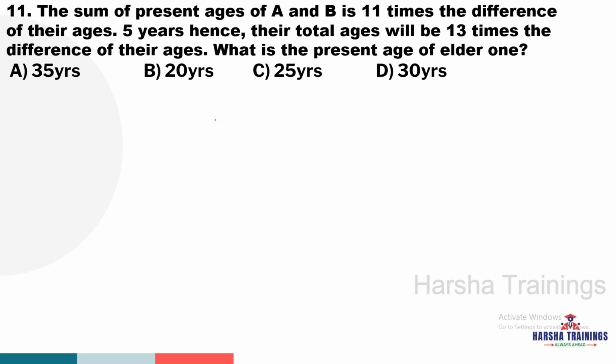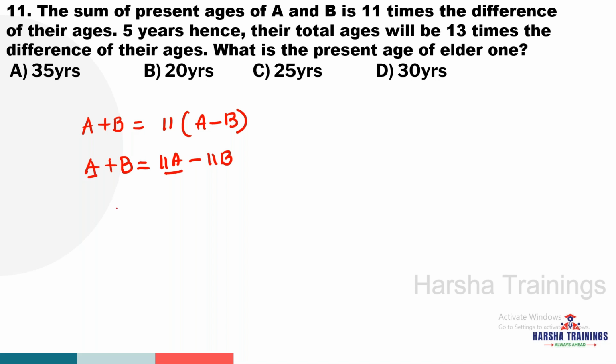Okay, so look at the screen, guys, here. I'm going to the basic method. Listen. The sum of present ages of A and B: sum means adding, right? So A plus B. It is 11 times the difference of their ages. Difference means subtraction, right? Only 2 steps and you can solve this problem. Find out the A value, B value here. So A plus B is equal to 11A minus 11B.